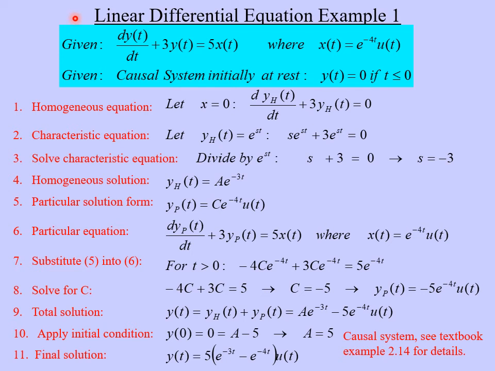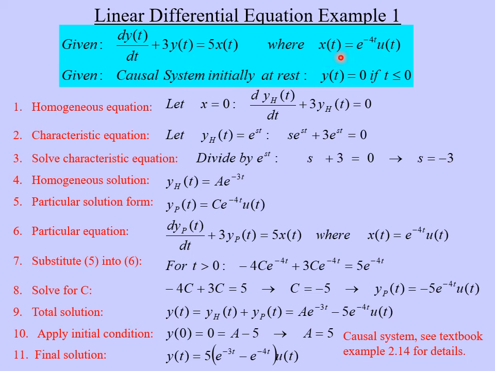Okay, so in this example, we have a first order non-homogeneous linear differential equation. So dy/dt plus 3y equals 5x, where x is equal to e to the minus 4t times the step function u(t). We're given that this is a causal system and it's initially at rest, so this is our initial condition: y of t is equal to 0 if t is less than or equal to 0. To solve this, our goal is to figure out what y is, the output of this system for this input given over here.